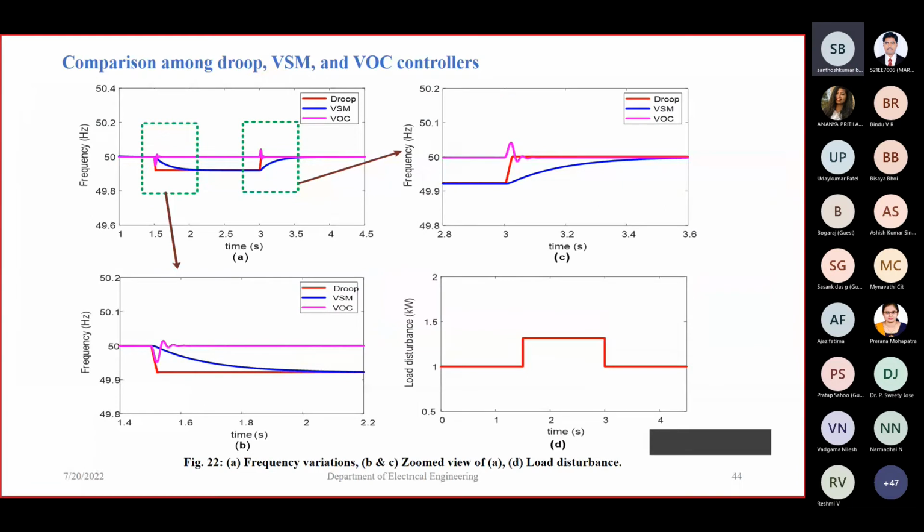This is the comparison of droop, VSM and VOC. Here you can see frequent and very small disturbances in the load, and how they are behaving. In VSM, the rate of change of frequency is less. In droop, the rate of change of frequency is high. And in VOC, the frequency maintains a constant value. There is a disturbance in the frequency, but it immediately reaches the steady-state value.